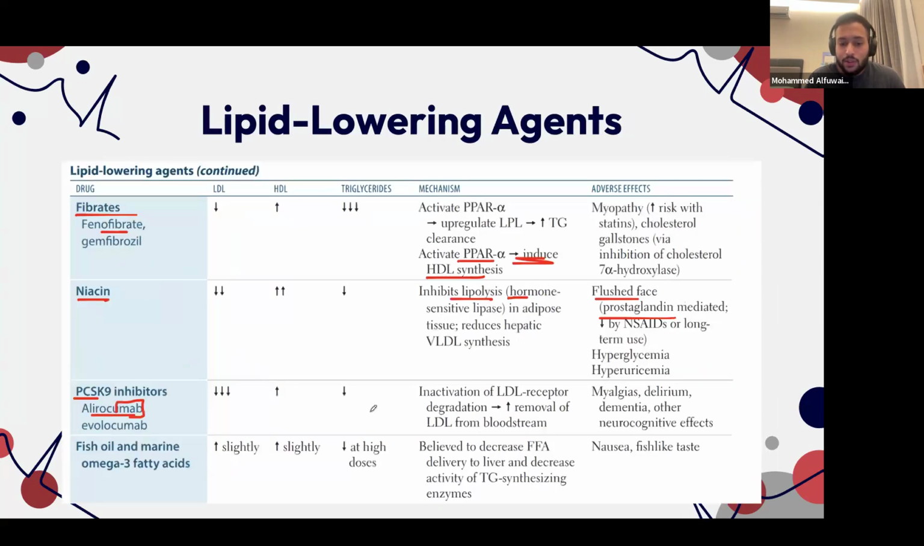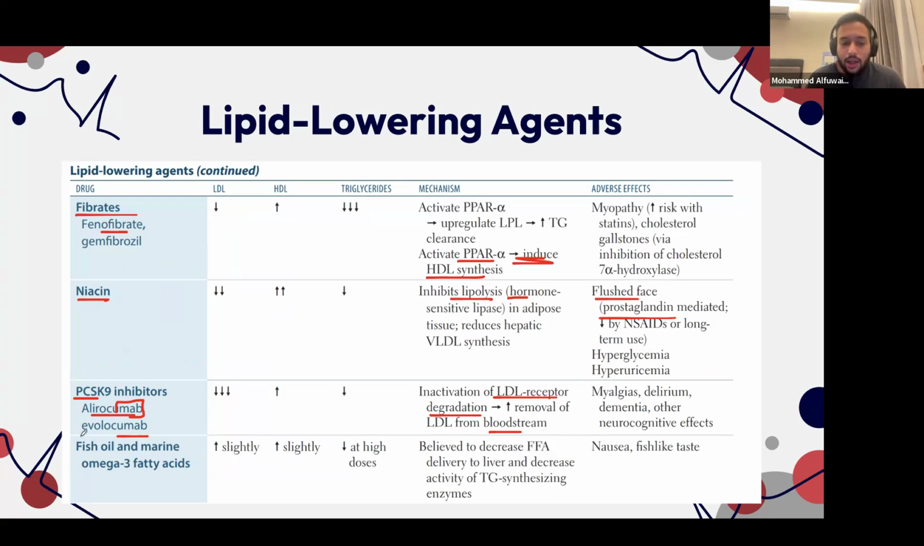So that's basically what these drugs do. It inhibits LDL receptor degradation, which increases the amount of LDL that is cleared from the bloodstream. However, these are rarely given in practice, because anything, again, that ends with MAB is a monoclonal antibody, which is more expensive. Okay, so you don't really give this drug.